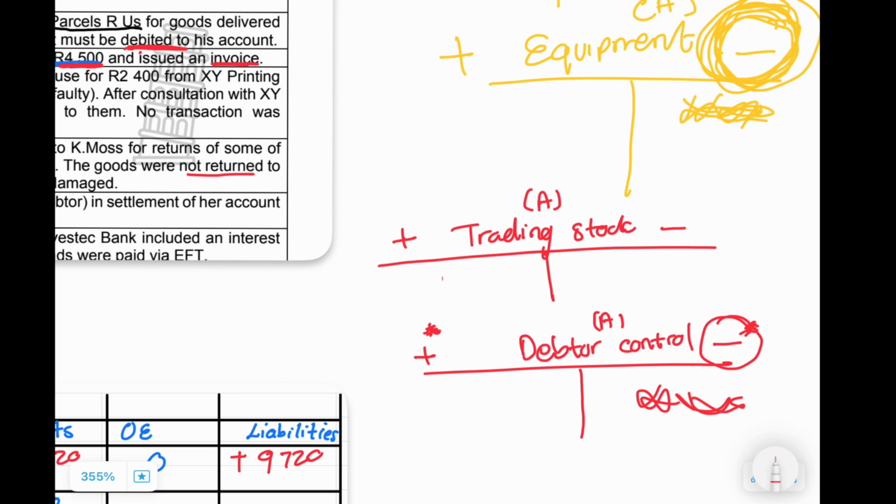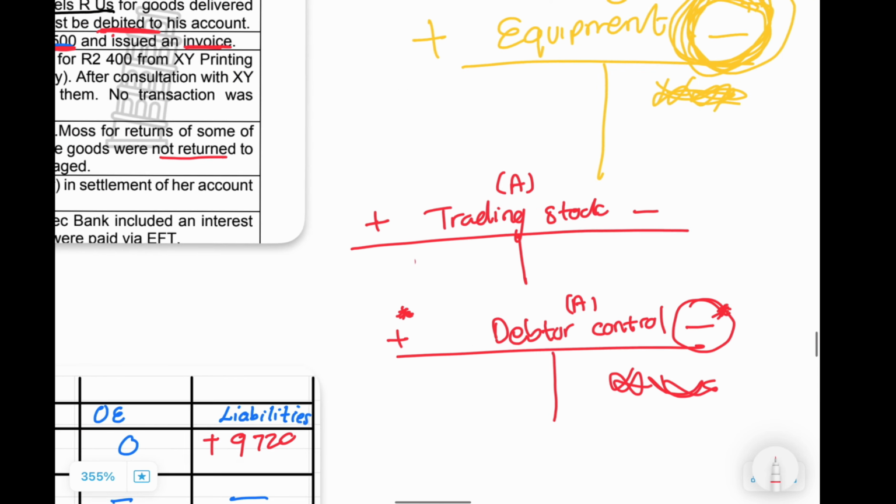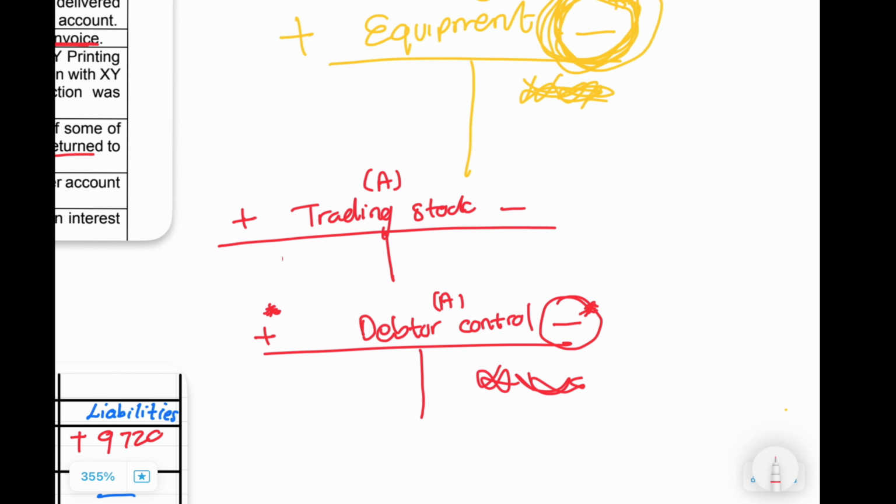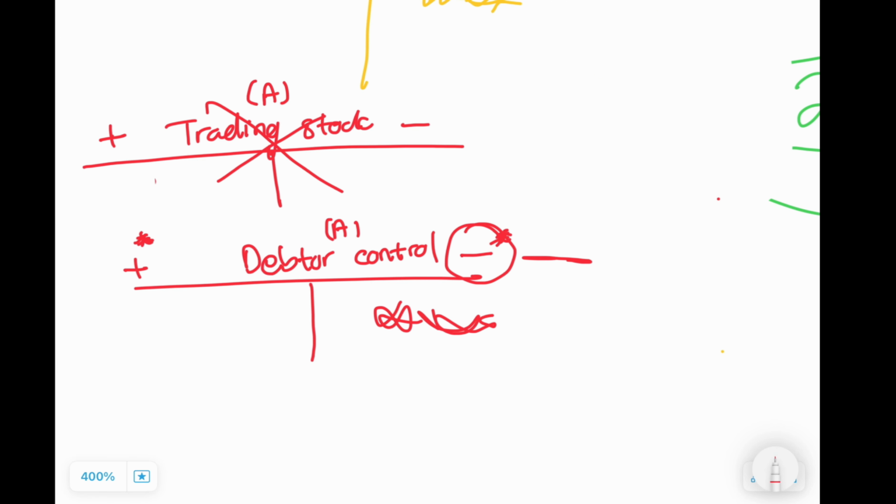So now with trading stock, they said that the goods were not returned to the storeroom as they were totally damaged. Okay, so if the goods had not been damaged, we were going to add them back into the trading stock account, but this time around we can't do that because they were damaged. So we can't say the goods have been recorded into the trading stock account. So now the account that will be affected will be debtor's allowance. Why?